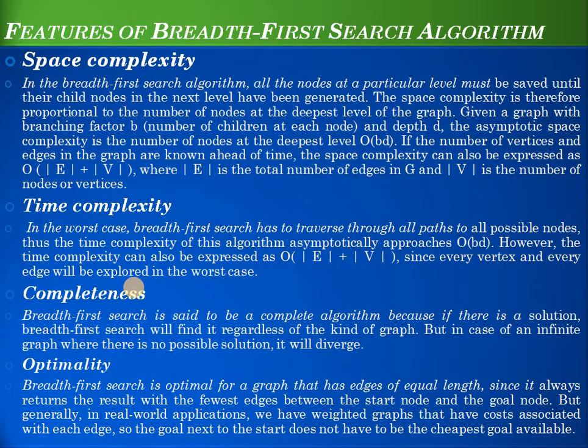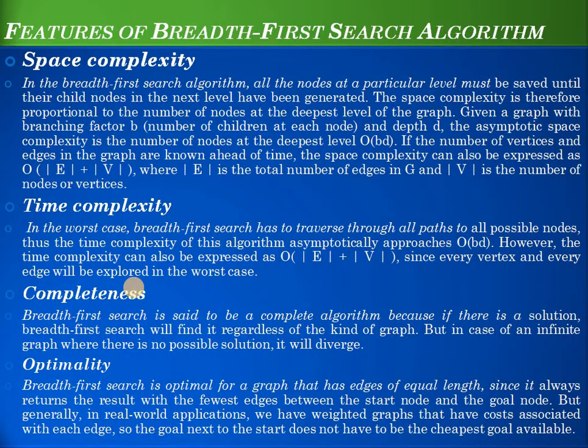Then time complexity: we have order of E plus V. In the worst case, breadth first search has to traverse all the paths to all possible nodes. Thus, the time complexity asymptotically approaches the same as the space complexity, big O of BD, branching factor into depth. However, the time complexity can be expressed as O of mod E plus mod V, since every vertex and every edge will be explored in the worst case.